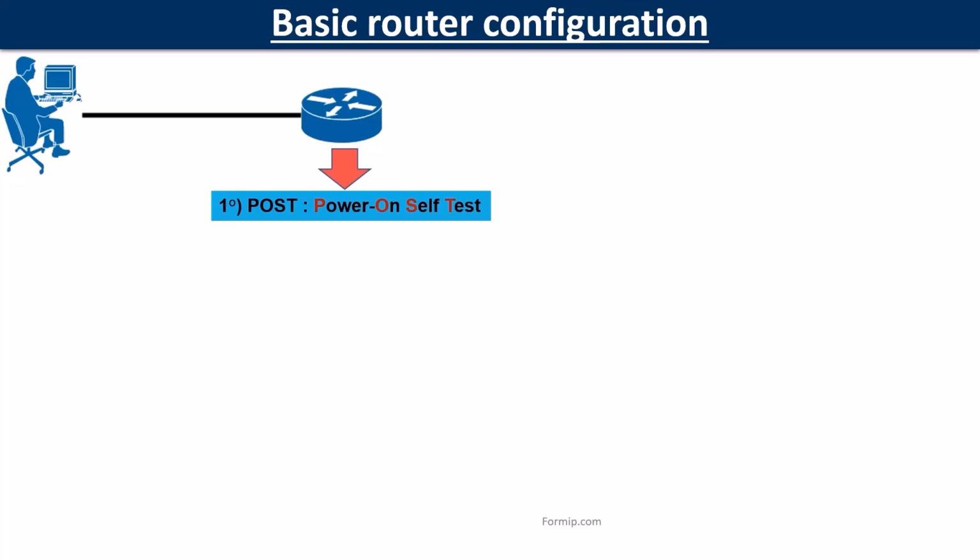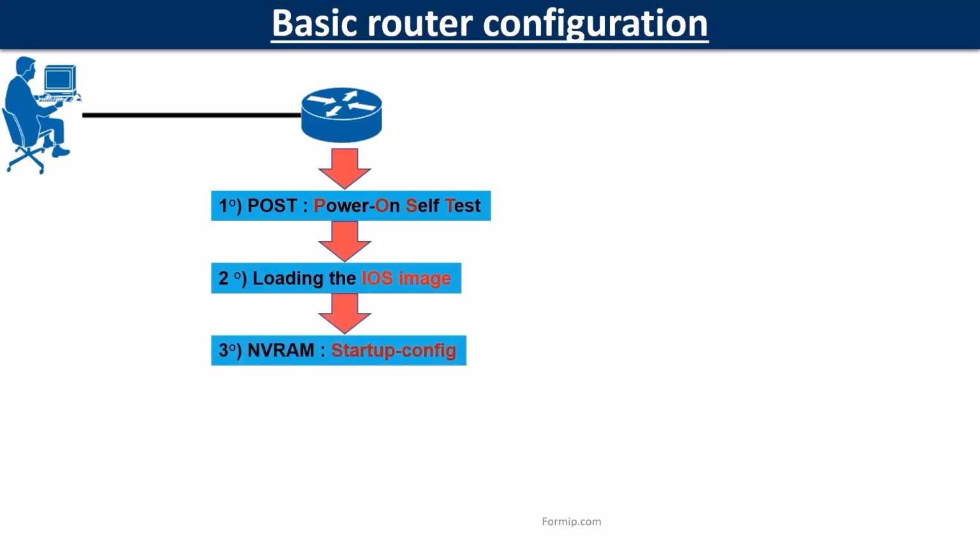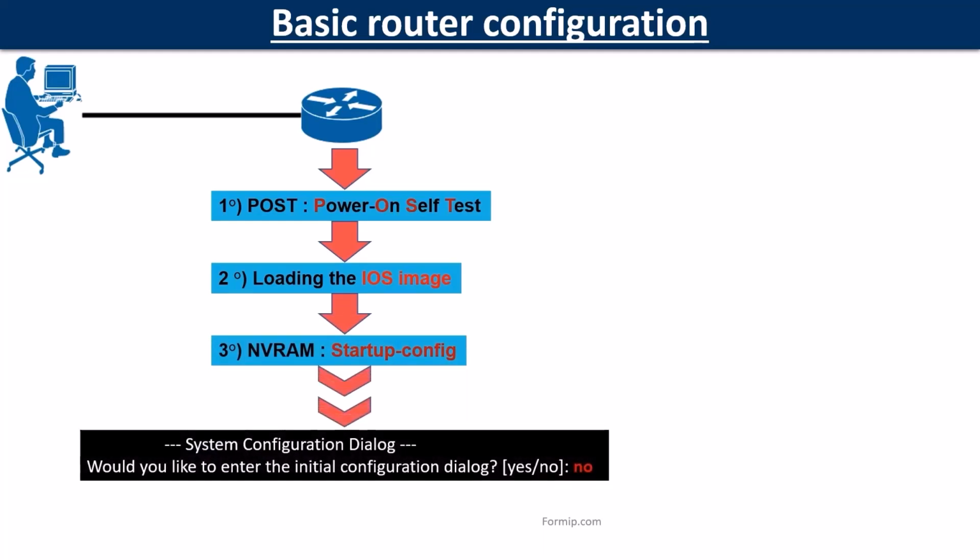If everything is OK, the router will load the IOS image, and once the image is mounted, it will search for the boot configuration file in its NVRAM. If the router can't find it, it will launch a small tool, which will provide a minimal configuration. To ignore this dialog box and manually set up the router, simply answer no to the first question and validate. And after entering no, or if the router finds its startup config directly, then the user mode command prompt will appear.